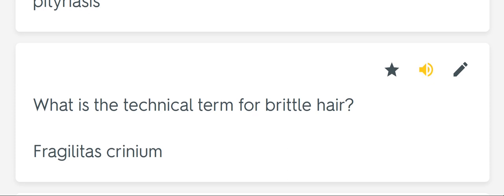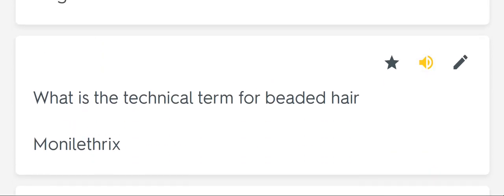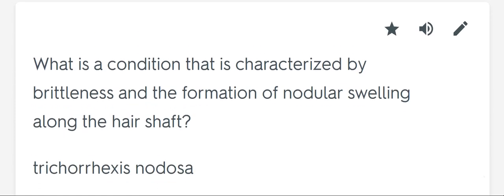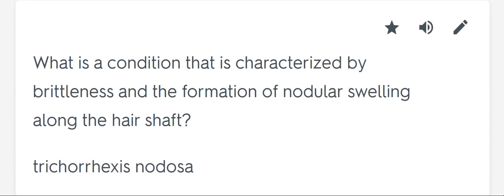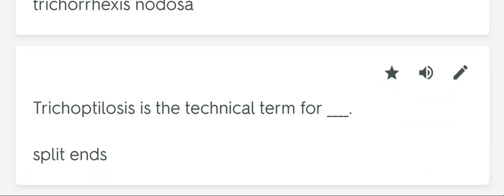What is the technical term for brittle hair? Fragilitas crinium. What is the technical term for beaded hair? Monilethrix. What is a condition characterized by brittleness and the formation of nodular swelling along the hair shaft? Trichorrhexis nodosa. Trichoptilosis is the technical term for split ends.